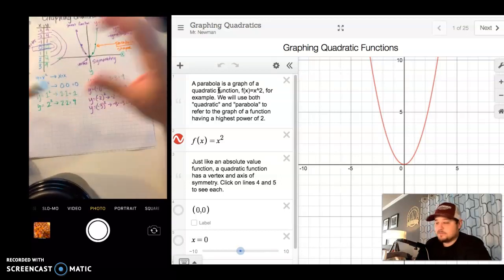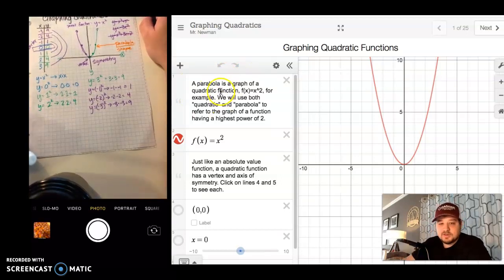Okay, so continuing to read here on the screen, it says a parabola is a graph of a quadratic function where f of x or y is equal to x squared, for example. So we will use quadratic and parabola, both of those words, to refer to the graph of a function having the highest power of 2. So that's referring to the square, right? That's got a power of 2.